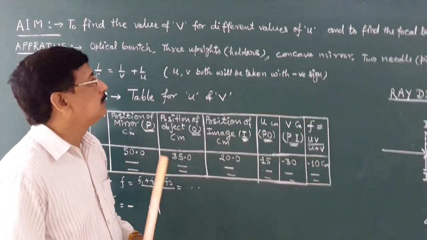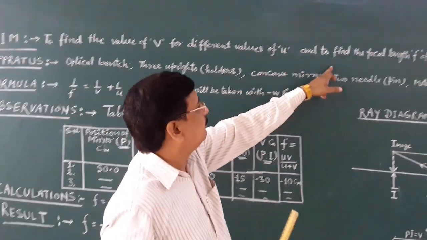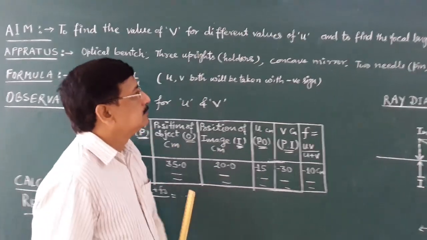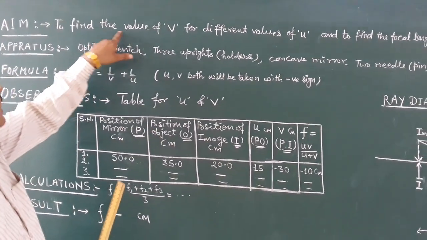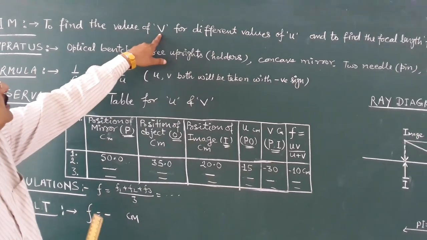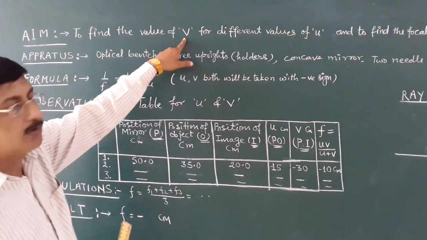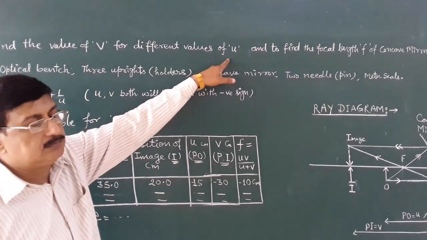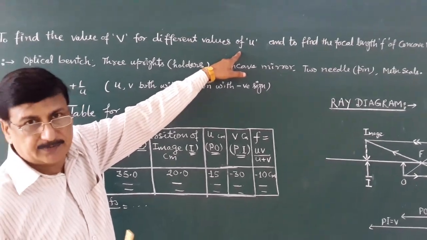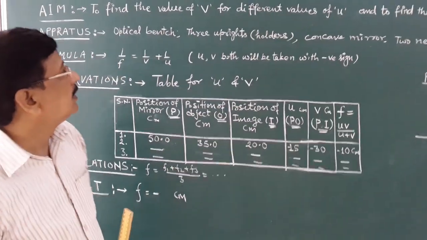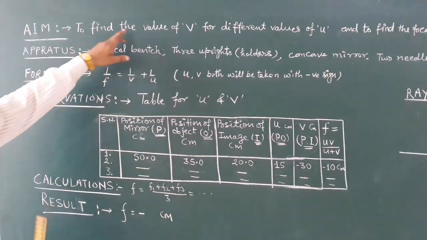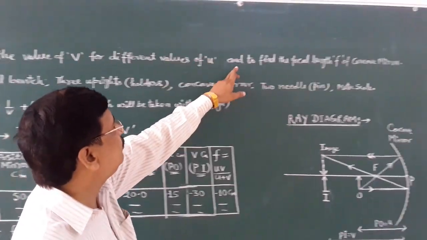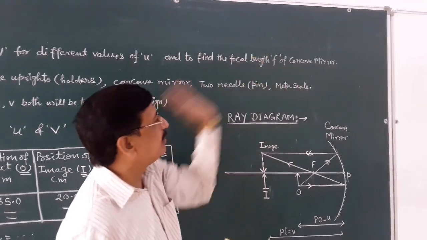We are going to find the focal length of concave mirror by reading different values of V, means distance of image from mirror, for different values of U, means distance of object from the mirror. So it is our aim to find the value of V for different values of U and to find the focal length of concave mirror.